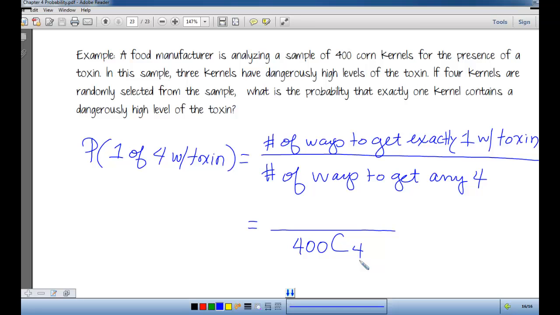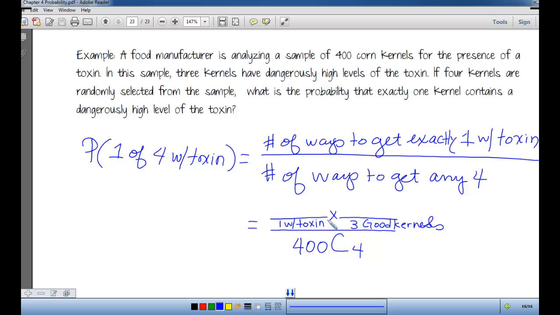Now at top, it's going to be a little bit tricky because in order for us to get exactly 1 that has the toxin, then we also have to have what? If we're selecting 4, the other 3 must be what? Without toxin, 3 good kernels. Okay? This piece up top kind of brings us back to fundamental counting. We're looking at the number of ways we can choose exactly 1 that has the toxin, and then we're going to multiply that by the number of ways we can get 3 without the toxin.